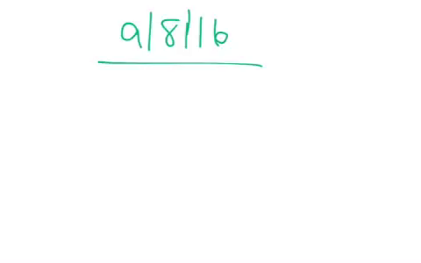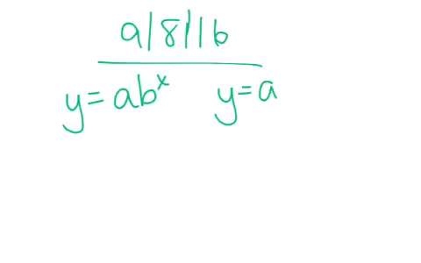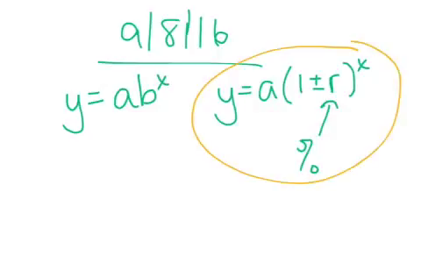So the two things we need to remember is we have a new equation for exponential functions. The first equation says y equals a times b raised to the x power, or y equals a times 1 plus or minus rate raised to the x power. And we know that the rate will be expressed in percent. So anytime you have a percent, you're going to use this equation.